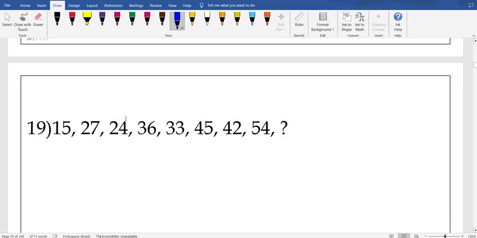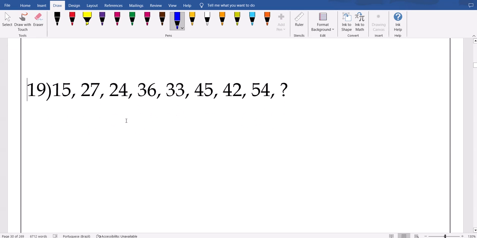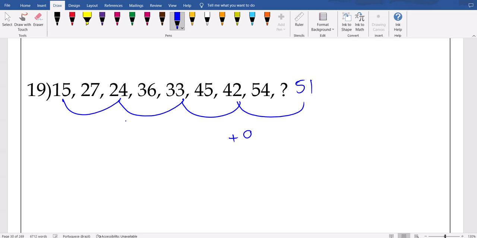What about 19? Is it only increasing? No, right. So then plus 9, plus 9, plus 9, plus 9. The answer should be 51. This is also a plus 9 series only. For 19, the answer is 51. Plus 9 series.